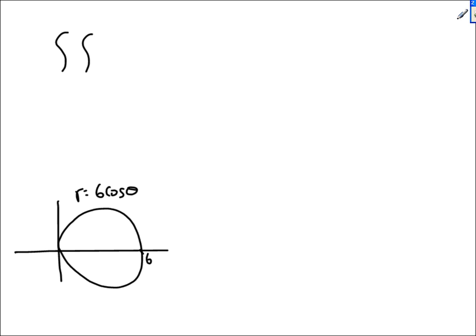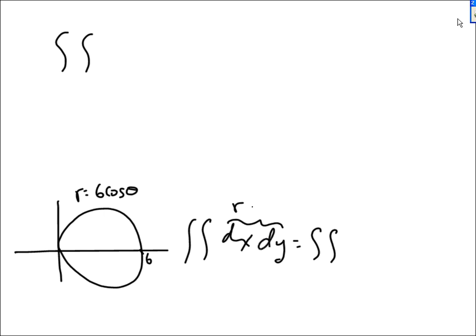Now, a couple of things, or at least one big thing. Normally it's dx dy or dy dx. Well, it turns out that dx dy, you can prove this, of course, and polar is r dr d theta. dx dy is r dr d theta. So since we're going to do polar, it'll be r dr d theta.